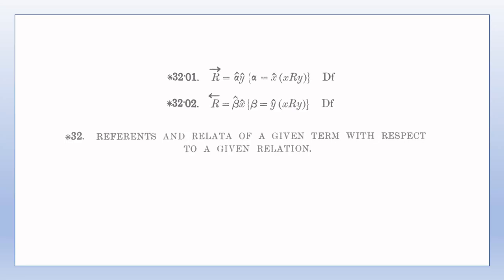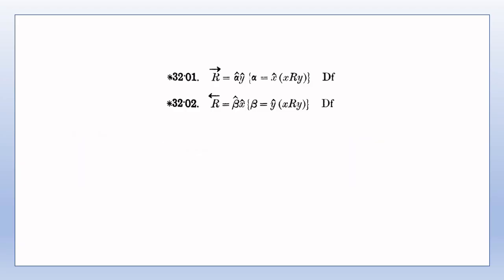And this class can be denoted x̂ xRy for a given y. There's also a relation which the class of reference of y has to y, and this is denoted R with an arrow pointing to the right above it. 32.01 defines the relation between classes and objects where a class alpha has the relation R right arrow to y, whenever alpha is equal to the class of reference of y.